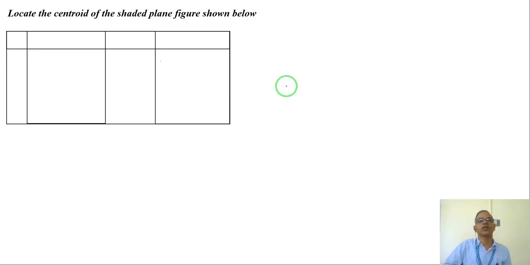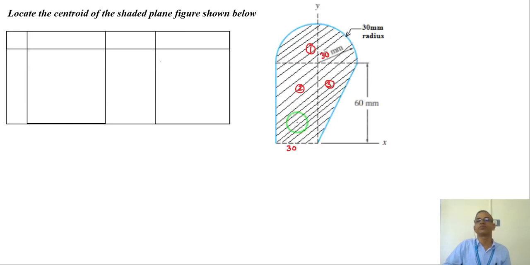So let us look at another area problem. Very simple, there is a semicircle. This semicircle has a radius of 30 millimeter, and it forms another rectangle which is 60 by 30, because this is the radius, given as 30. So this is 30 and the height is 60. This forms a triangle whose base is 30, height is 60. So simply make a triangle.